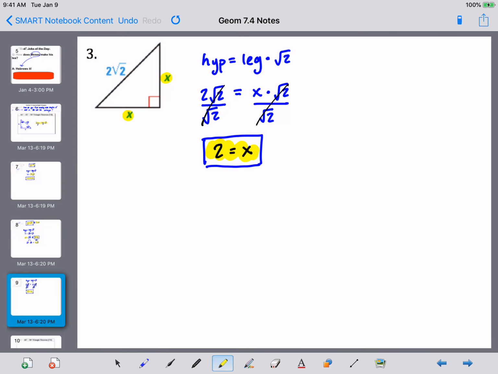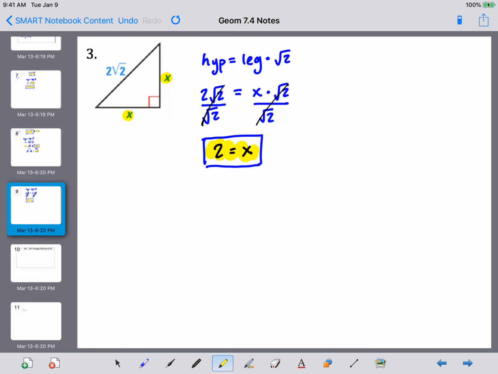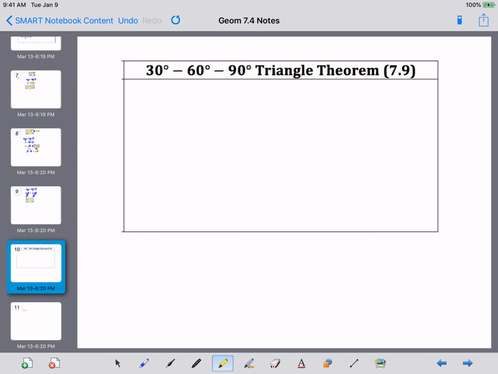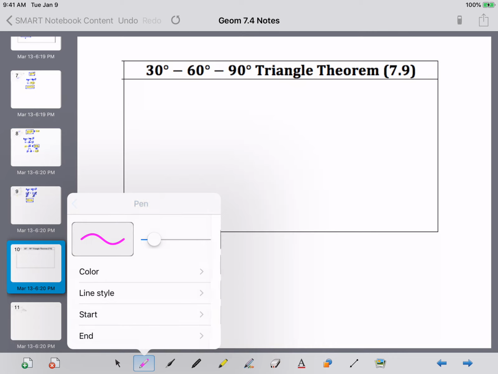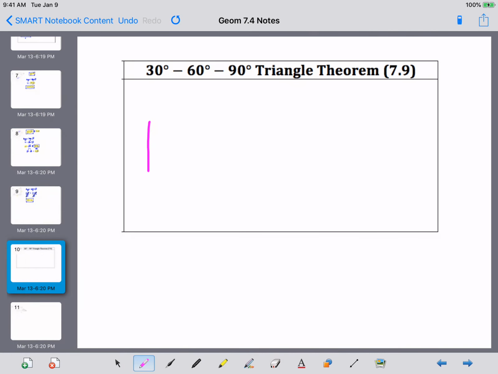All right, so hopefully the 45, 45, 90 triangles aren't too tough to work with for you. Now let's get into our next theorem, which deals with 30 degree, 60 degree, 90 degree triangles. And now when you do these types of triangles, we have 2 different formulas because we have 2 different angle measures. So when you draw this triangle, make sure that one leg is shorter than the other.